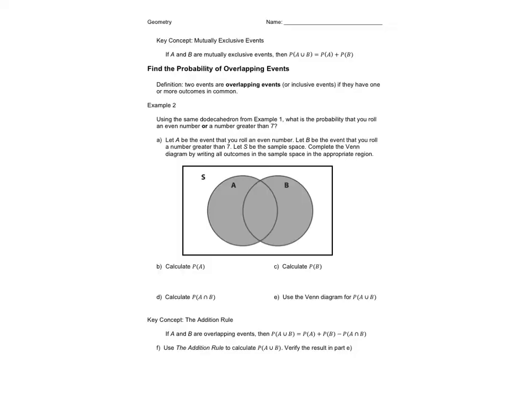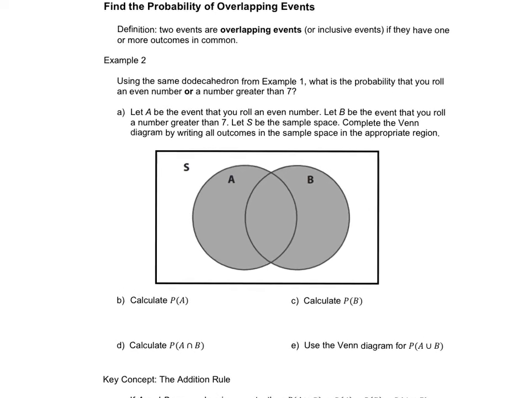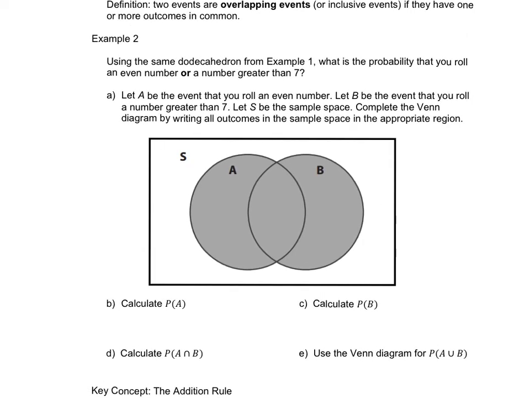Let's take a look at another example. This one is going to be slightly different than the first example. We still have our 12-sided die here, but our events A and B are a little bit different. It says let A be the event that you roll an even number and B be the event that you roll a number greater than 7. Okay, so I'm going to underline that, even number and a number greater than 7.